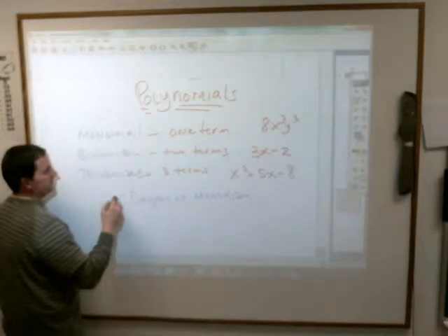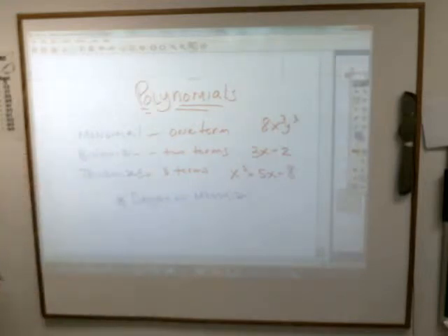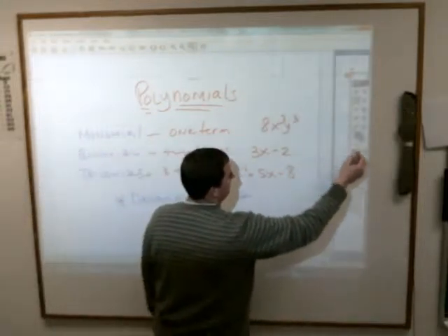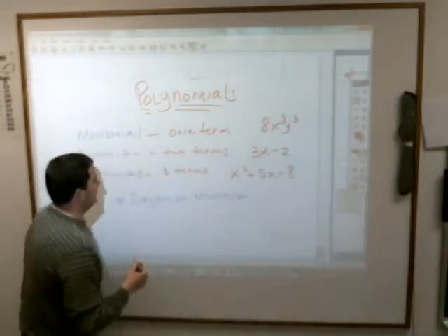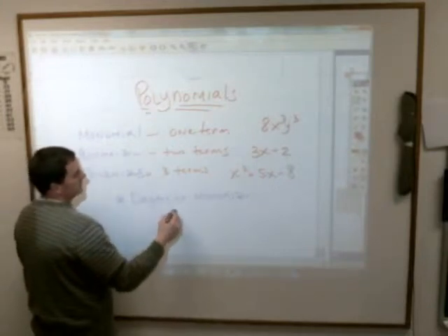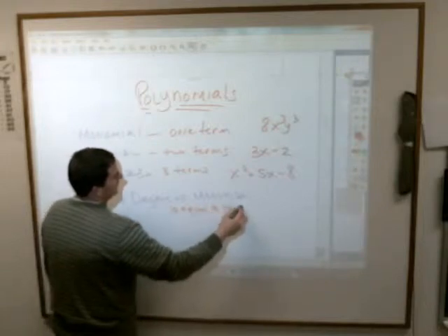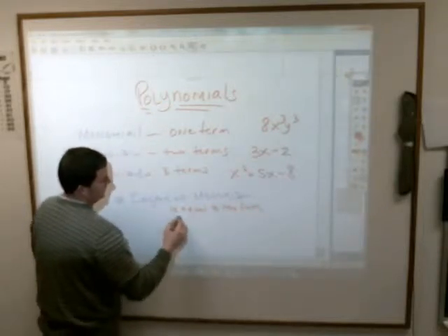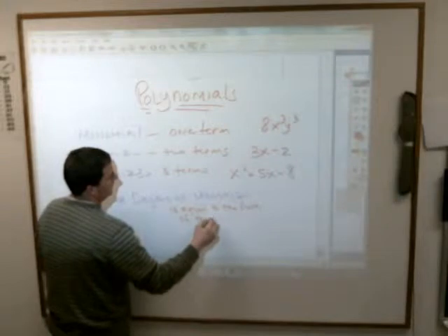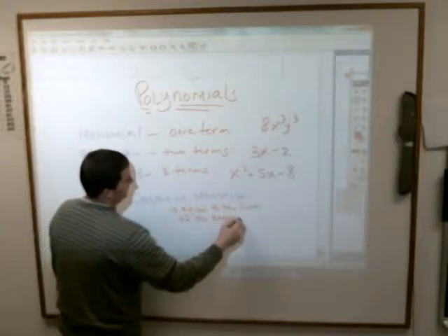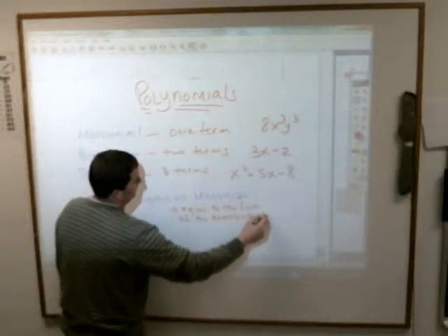Did we talk about this in 7th grade? Maybe we did, maybe we didn't. When they talk about degrees in math, particularly of monomials, it is nothing more than: the degree of a monomial is equal to the sum of the exponents of the variables.